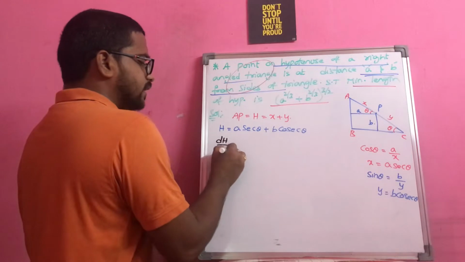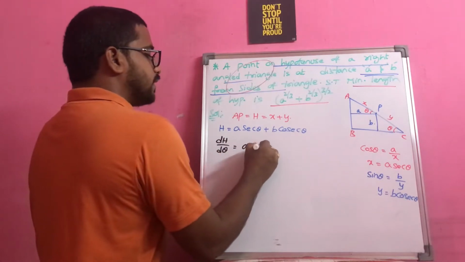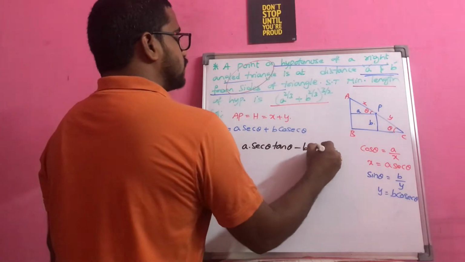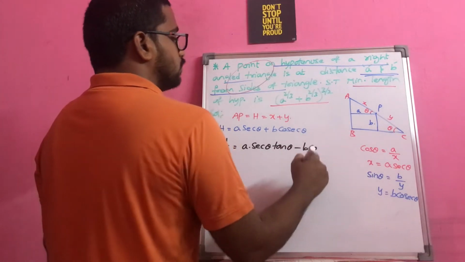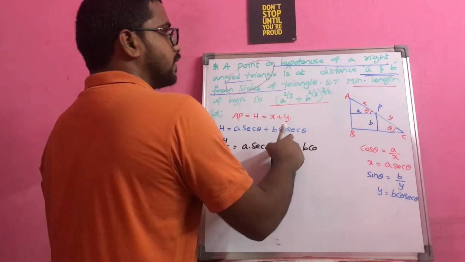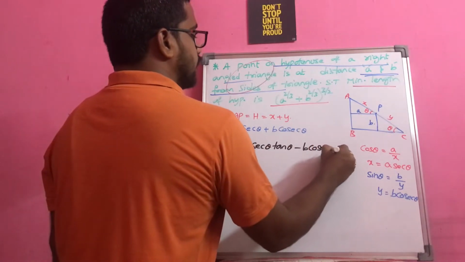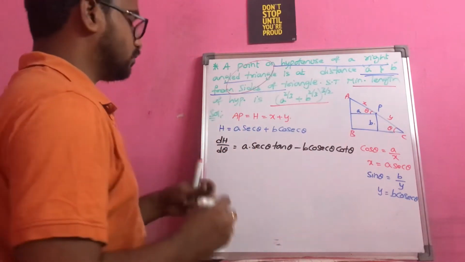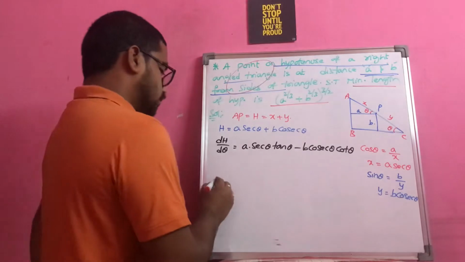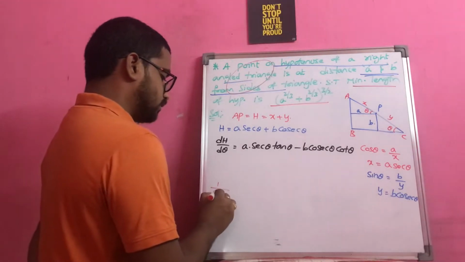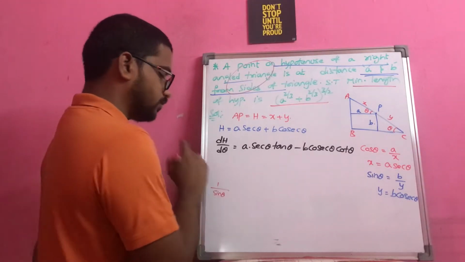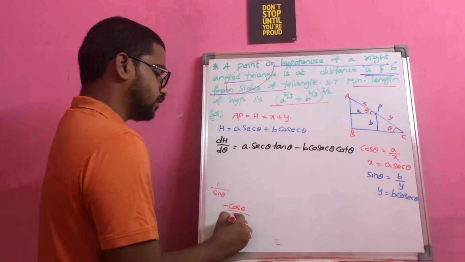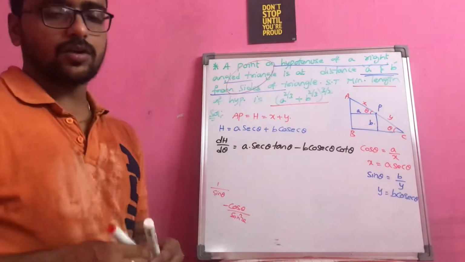dh by d theta is equal to a secant theta tan theta, since the differentiation of secant theta is secant theta tan theta, and the differentiation of cosecant theta, which is 1 by sin theta, gives minus cosecant theta cot theta. Correct? Just a minute, let me cross check this one. 1 by sin theta, if I apply the differentiation, gives minus cos theta by sin square theta, yes, minus cosecant theta cot theta.